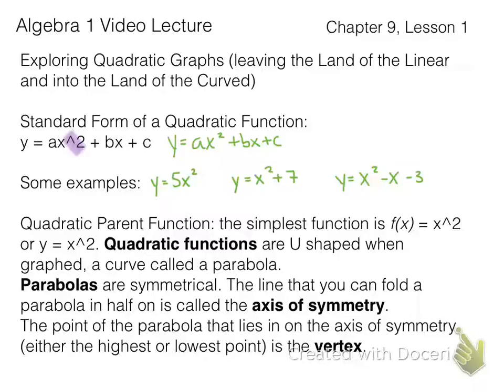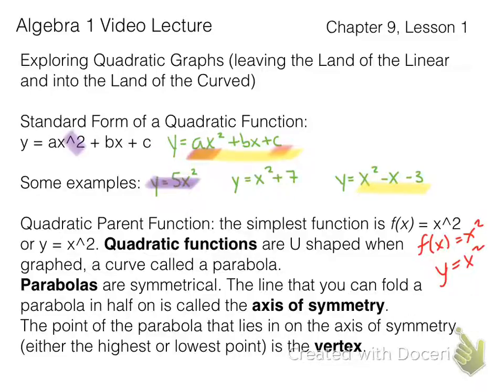As you can see, the first one only has the first term. The second one has the first term and the third term. And the last one has all 3 of them. Okay, so there we go. Now, the quadratic parent function, and that's the simplest, is f of x equals x squared, or again, y equals x squared, because remember, f of x is a fancy way of saying y.